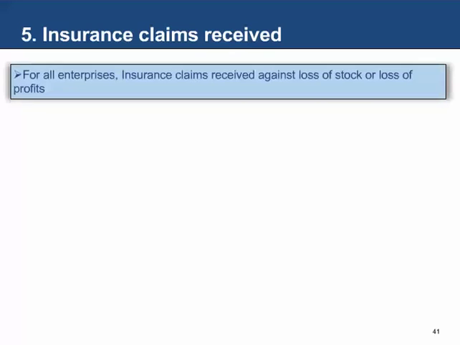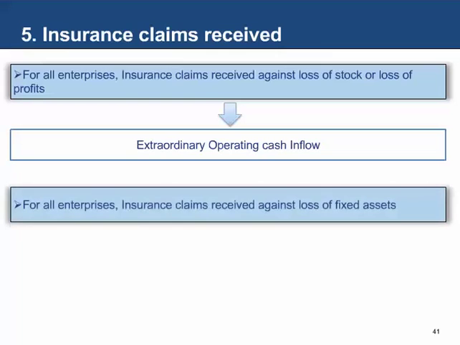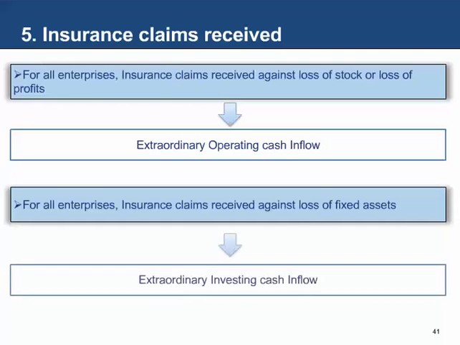So let's come down to identifying types of cash flows in case of insurance claims received. Again, the basic premise will remain the same. If the base item is classified as operating or financing, the insurance claims would also be classified accordingly. For all enterprises, insurance claims received against loss of stock or loss of profits shall be classified as extraordinary operating cash inflow. However, for all enterprises, insurance claims received against loss of fixed assets would be classified as extraordinary investing cash inflow.